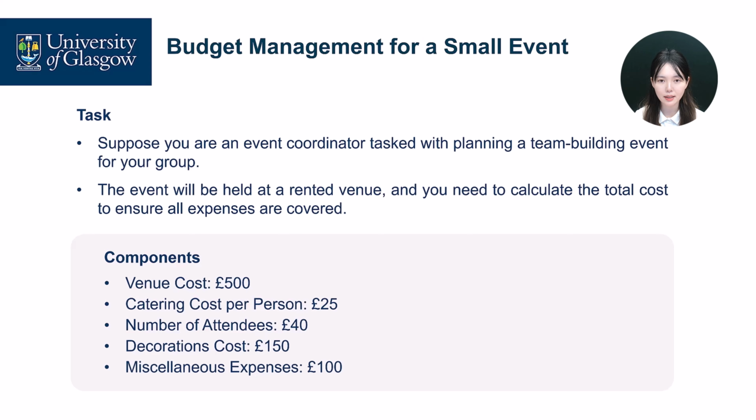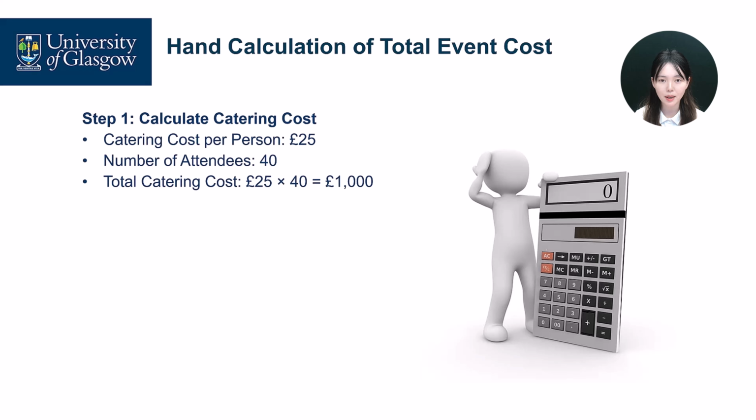By now, you might have already started calculating the total cost in your mind, so let's walk through it together step by step. First, we calculate the total catering cost. We are budgeting £25 per person, and with 40 attendees, this gives us a total catering cost of £1,000.